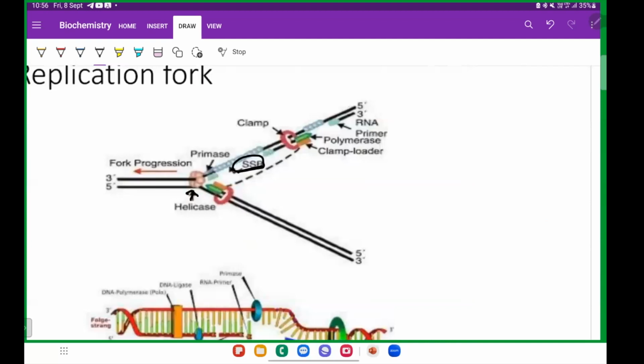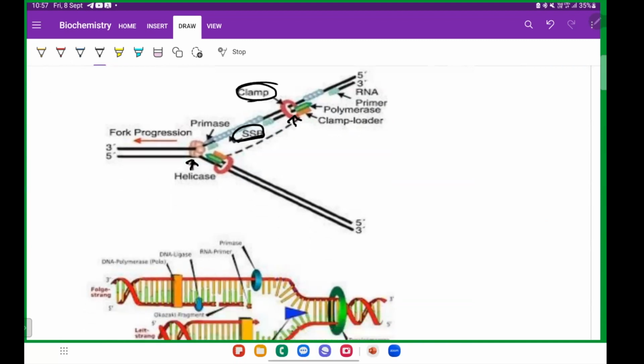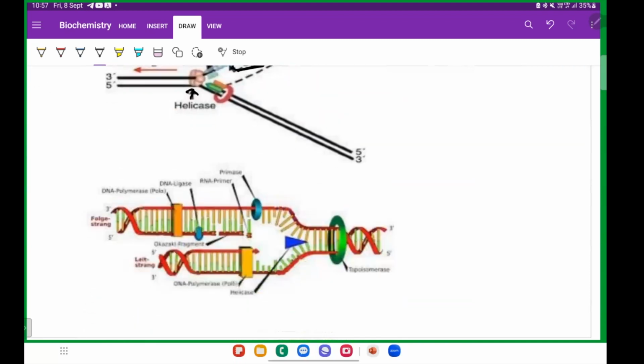Then your DNA polymerase comes. On the DNA polymerase you have your clamps, which fasten the DNA polymerase activity. It produces a new strand from 5' to 3', in the direction of 3' to 5'. Then after everything is finished, you have your DNA ligase. Look, this is your helicase. The helicase's job is to separate the strands.